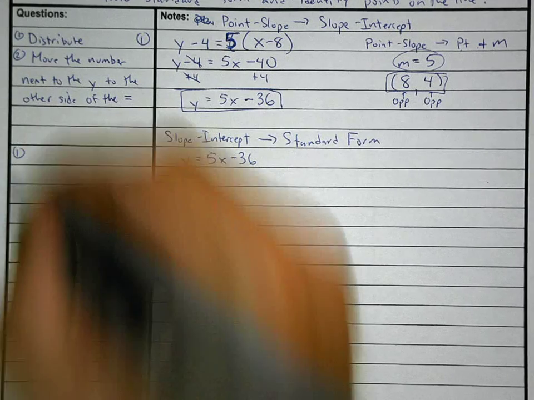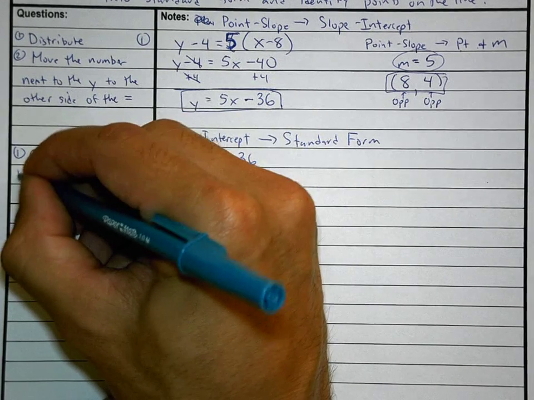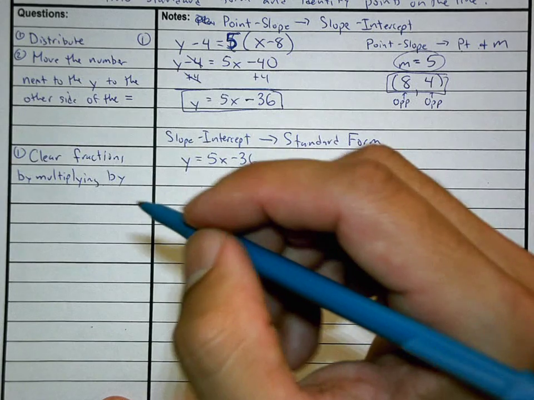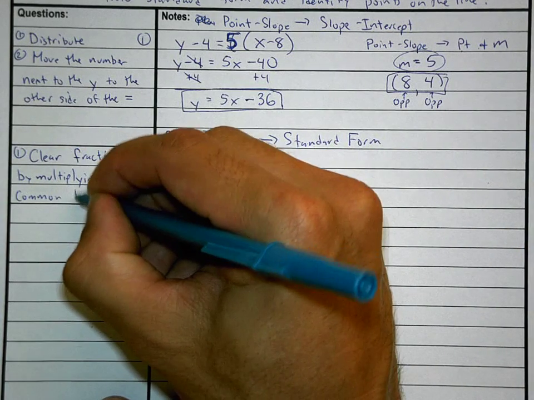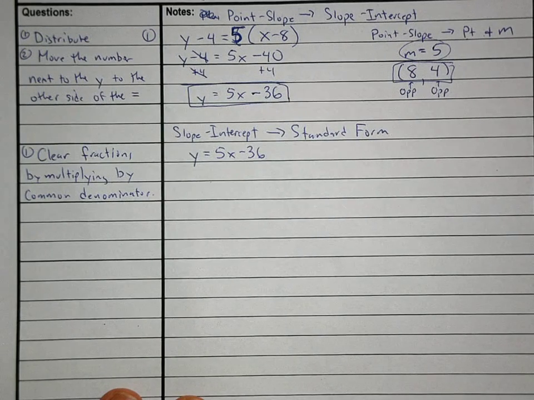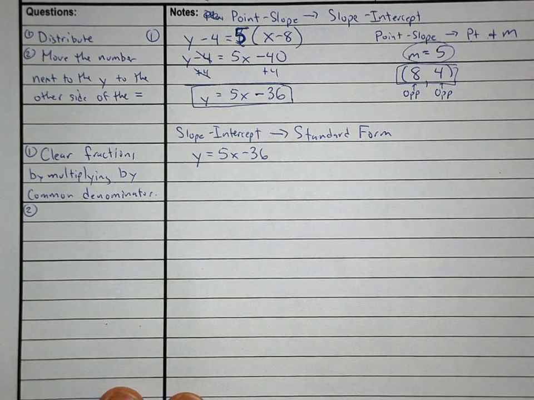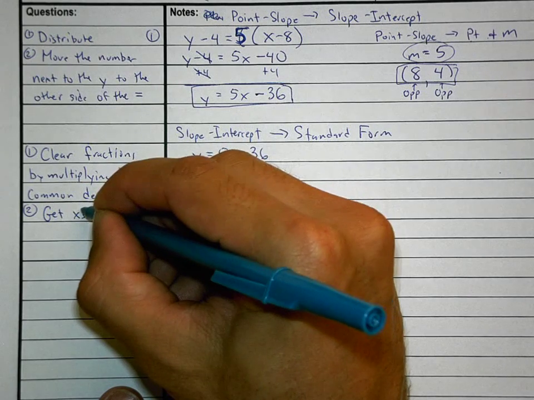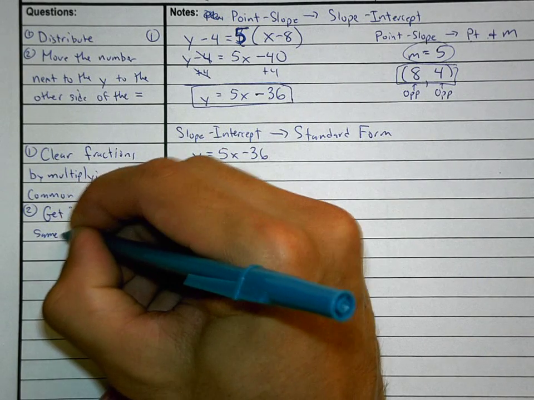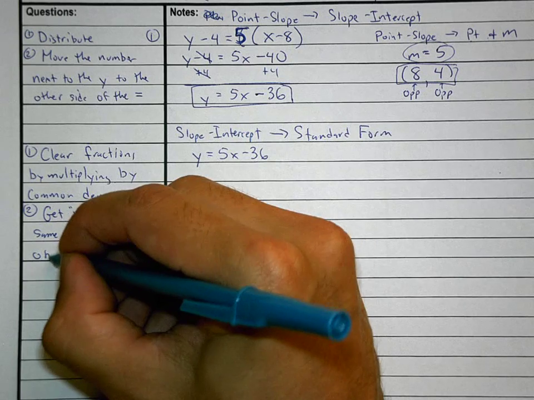So I'm going to write here, the first thing we do for slope-intercept to standard is to clear fractions by multiplying by the common denominator. Clear fractions by multiplying by the common denominator. And then the second step is to get x's and y's on the same side and numbers on the other.